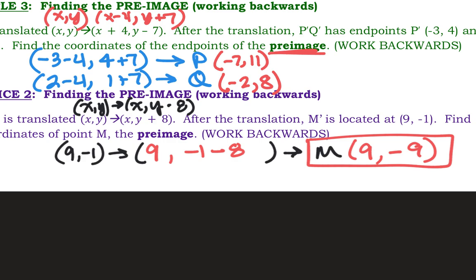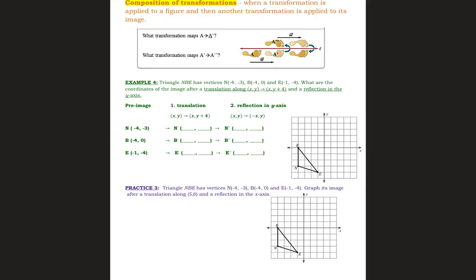Okay, so if there's ever the x or the y without anything being added or subtracted, that means you're leaving it alone. That means that didn't change. Okay, all right. Last one.